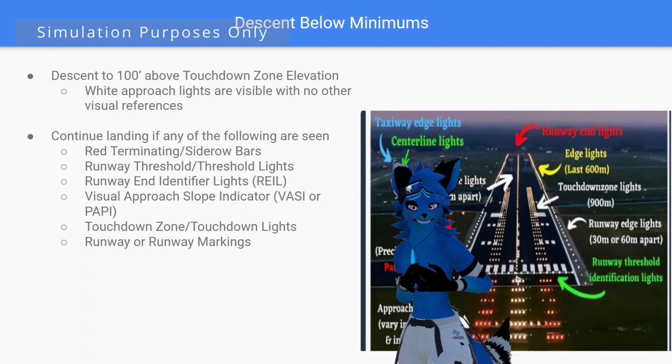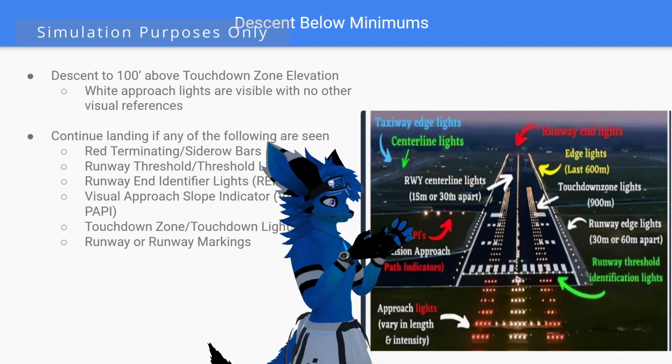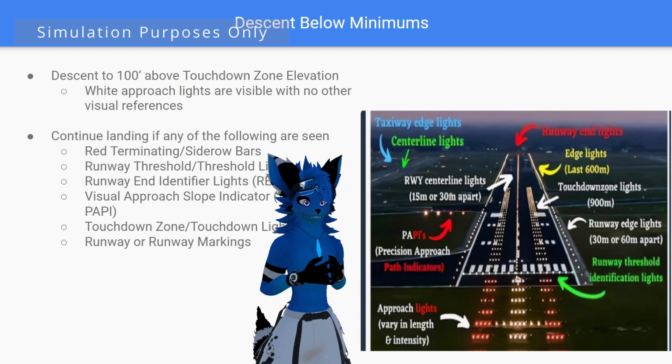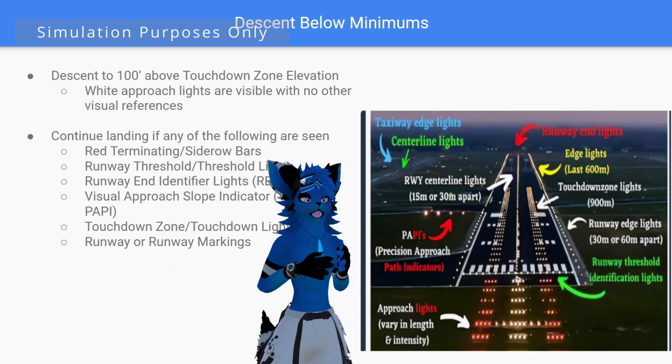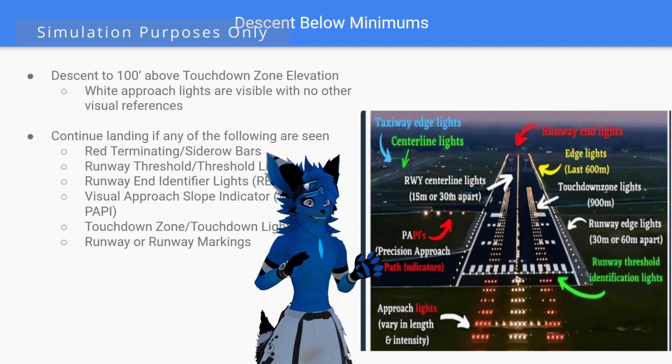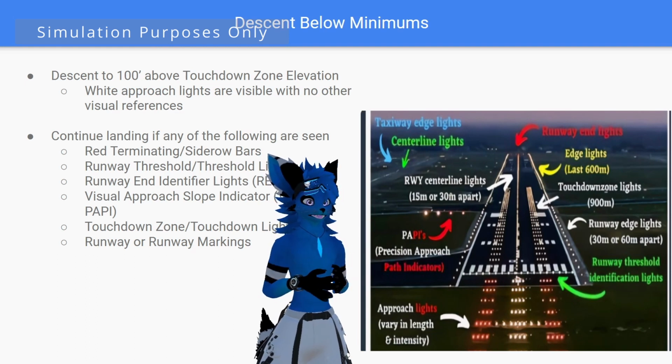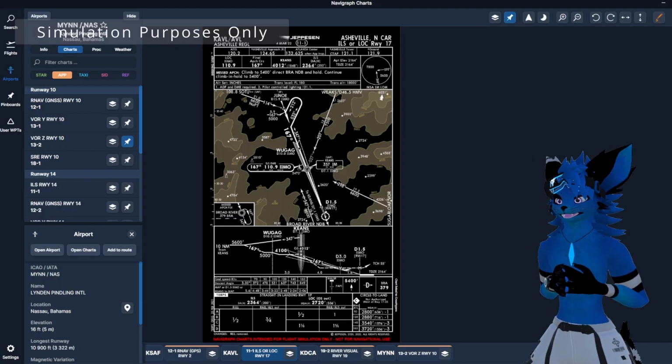Now over here on this graphic I provided, these are going to show you the different types of lights that you could potentially see. So you can pause to take a look at these. On this particular runway, there aren't any runway end identifier lights. Those would be located right next to the threshold lights, and they'll be bright blinking white lights. And the red terminating side row bars are part of the approach lighting system you can see right before the runway. Now let's take a look at some approach charts.